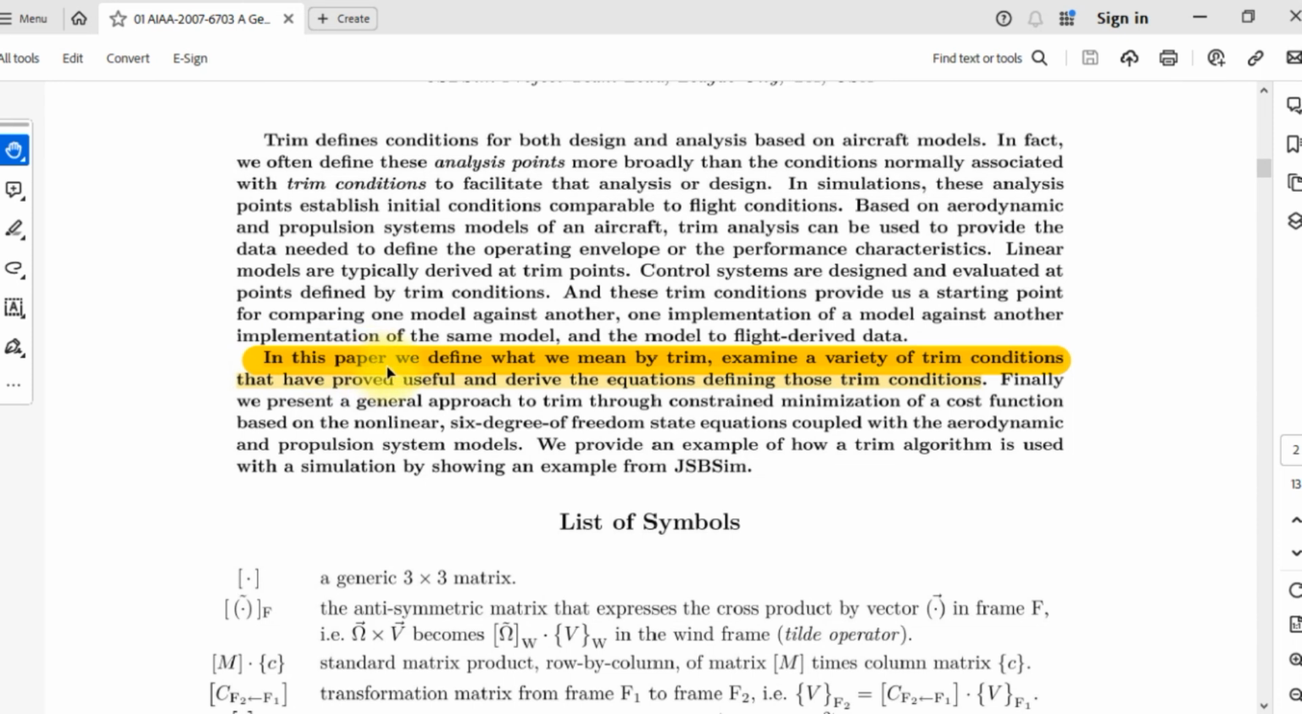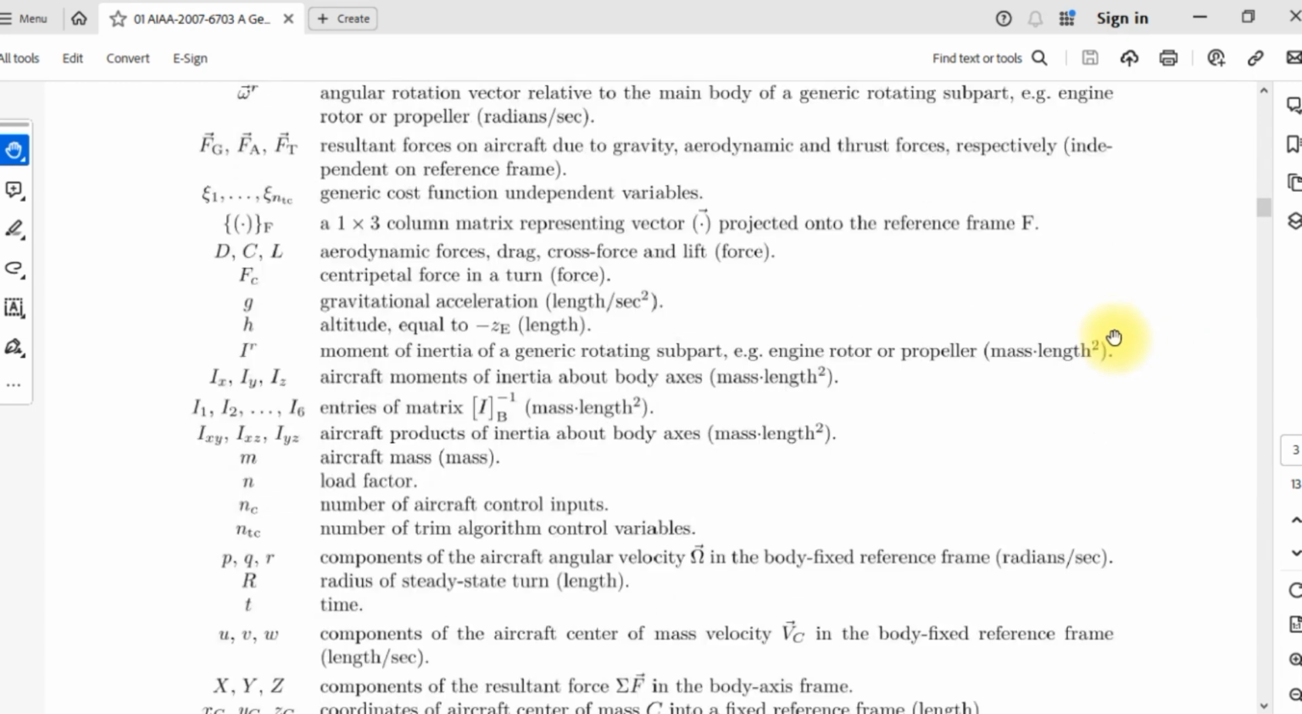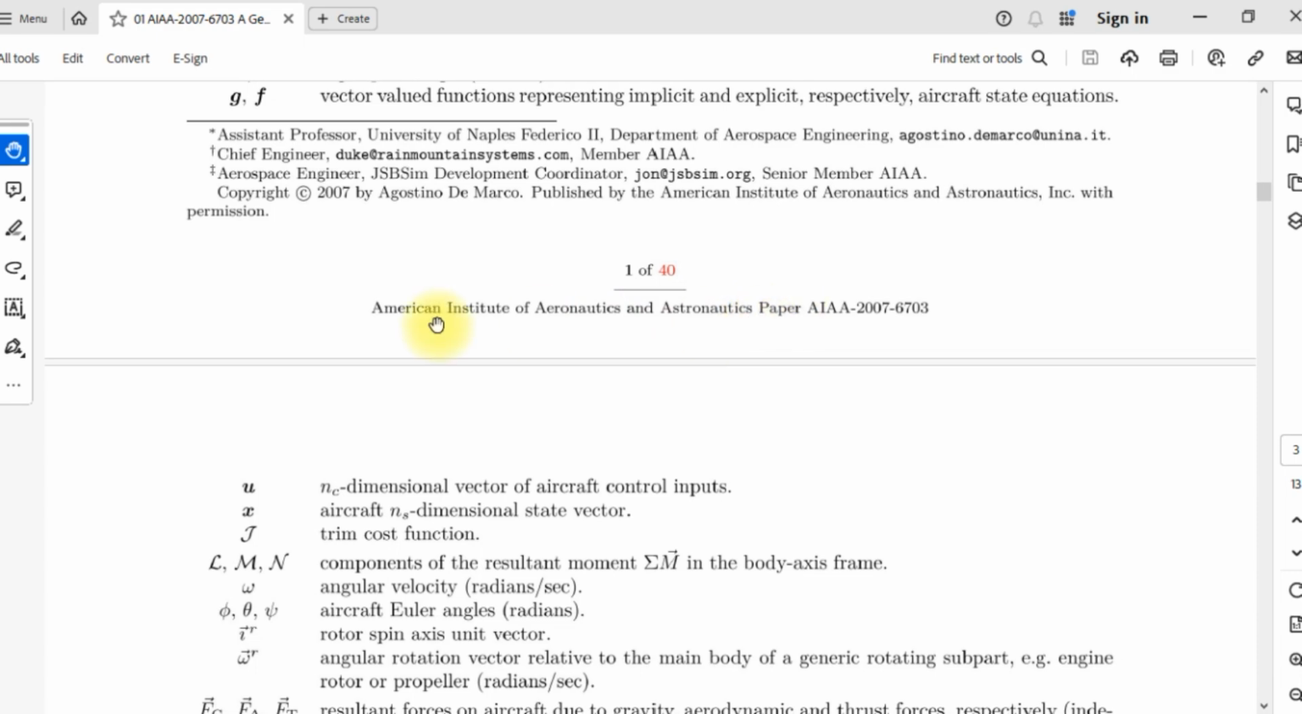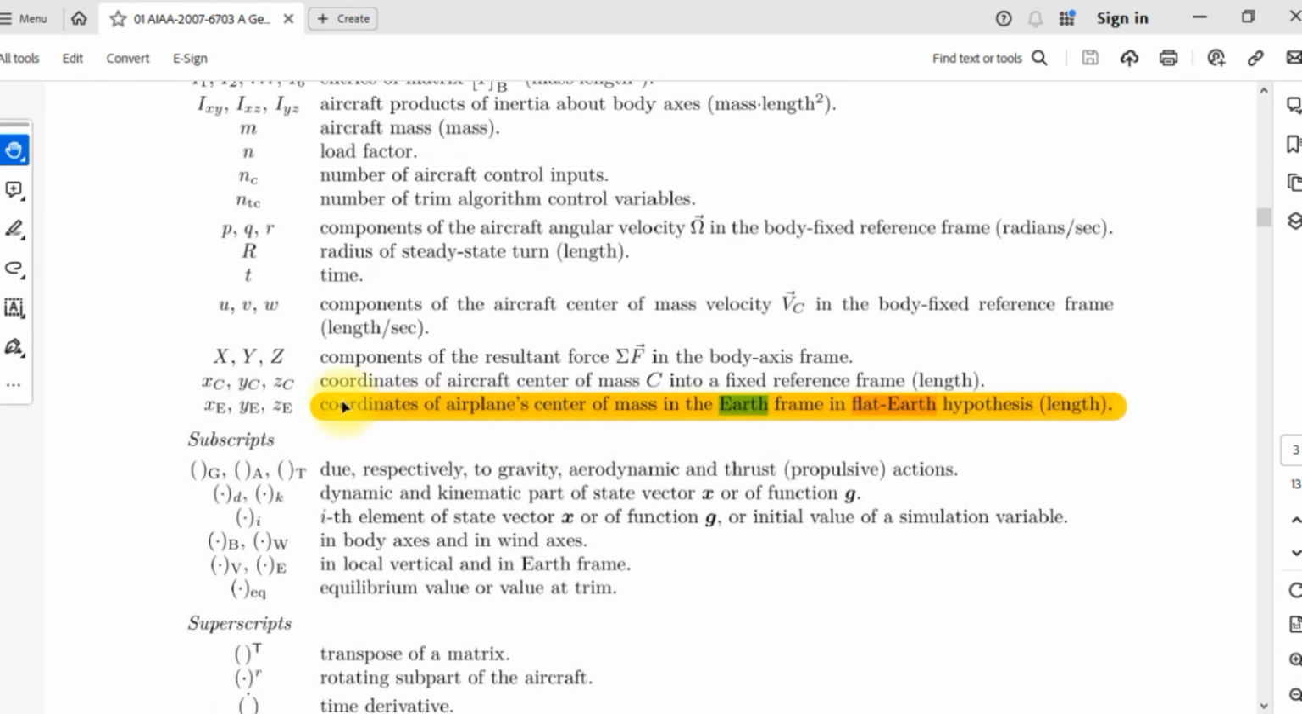In this paper, we define what we mean by trim and examine a variety of trim conditions. To my surprise, and maybe to yours, they assume the flat Earth when they examine this problem. This is an American Institute of Aeronautics and Astronautics paper. So you see here, they assume the flat Earth hypothesis.